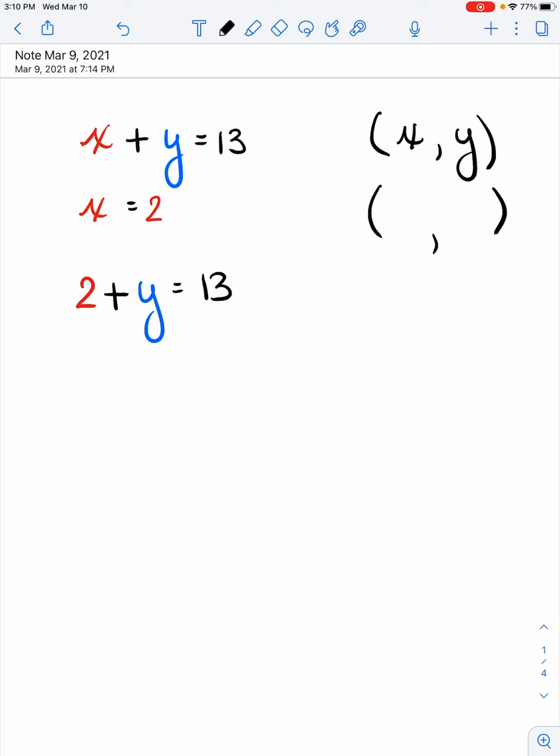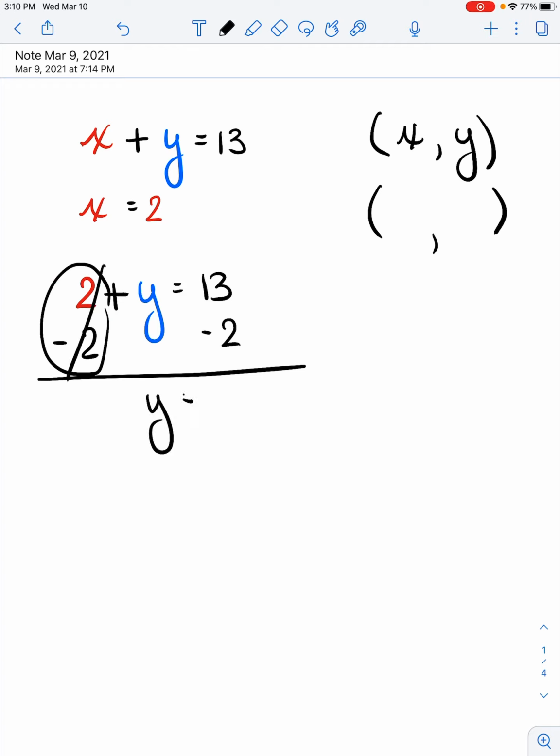All right, well, now let's just solve this equation. If we want to get y, we're going to subtract 2 from both sides. This is going to cancel out, and I'm going to end up with y equals 11. So my y is going to be 11. Well, what is my x? It says right here, x equals 2. So there we go. The solution to this system of equations is x equals 2 and y equals 11.